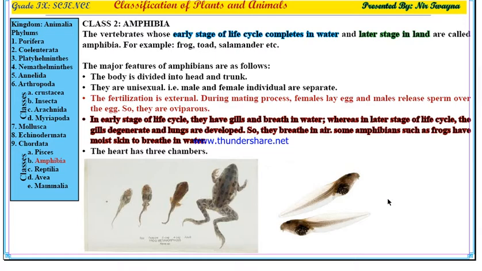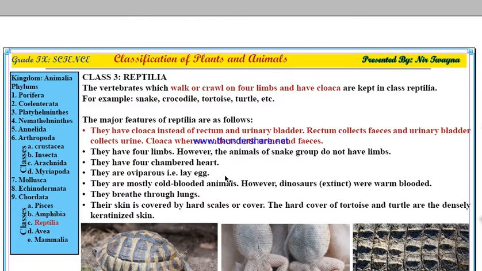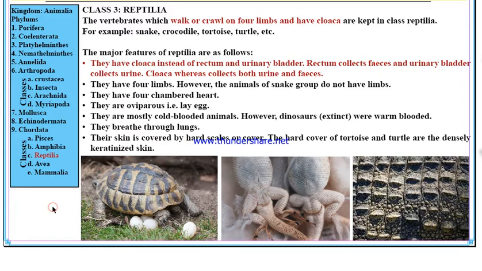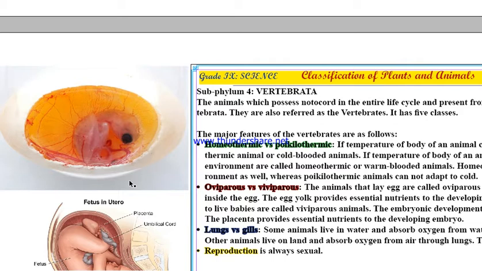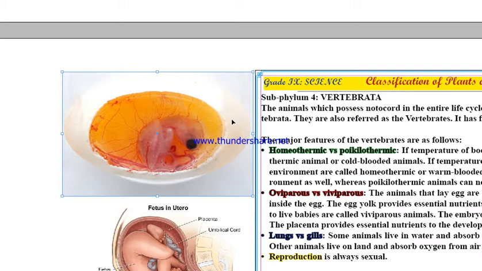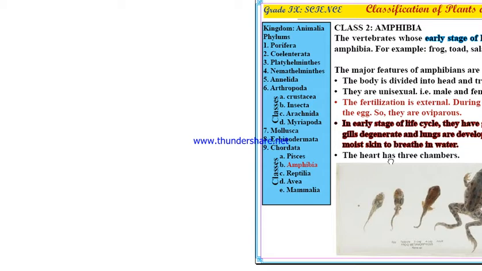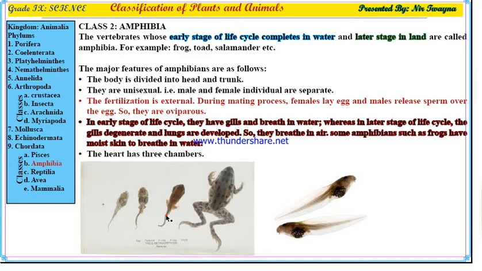But in the case of reptiles, all this development completes inside the egg, because the reptilian eggs have yolk and they have albumin. The yolk provides nutrient, albumin provides water, and the shell provides covering and protection. So amphibians have to lay their eggs in water because the embryo that comes out of the egg is still not developed, and for their development they need water. That's why their early stage of life cycle completes in water.